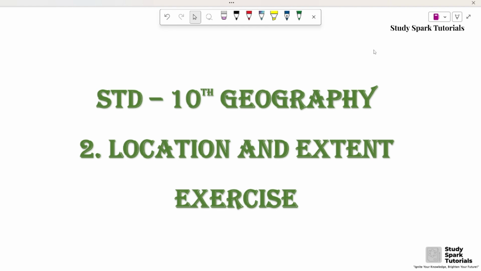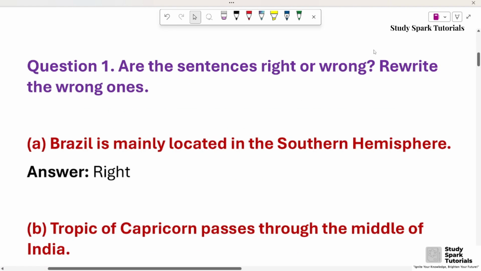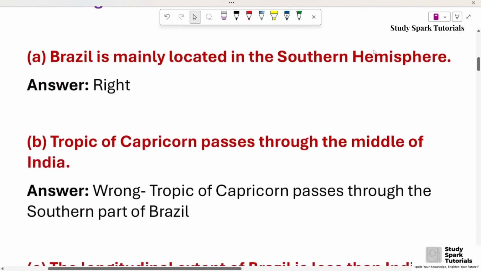So let's start. Question number 1, are the sentences right or wrong? Rewrite the wrong ones. A, Brazil is mainly located in the southern hemisphere. Answer is right. B, Tropic of Capricorn passes through the middle of the India. Answer wrong. Tropic of Capricorn passes through the southern part of Brazil.